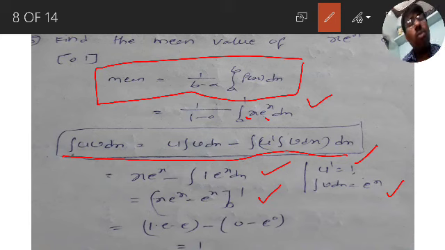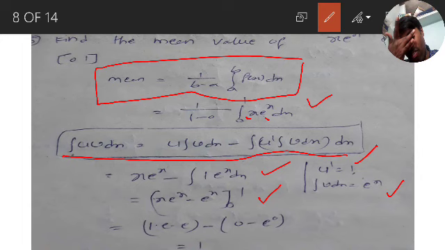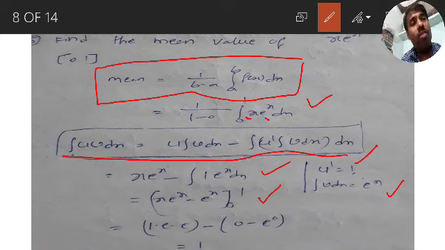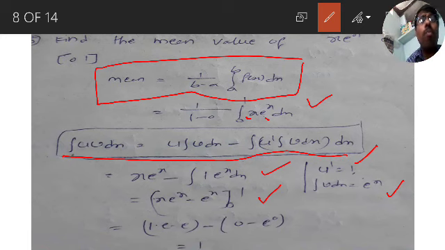Are you getting it, guys? So what does the fundamental theorem of integral calculus say? It says that after doing the integration, you substitute upper limit minus lower limit. So we did the integration by product rule, that is integration by parts. What integration did we get? x into e power of x minus e power of x. Now apply upper limit minus lower limit.